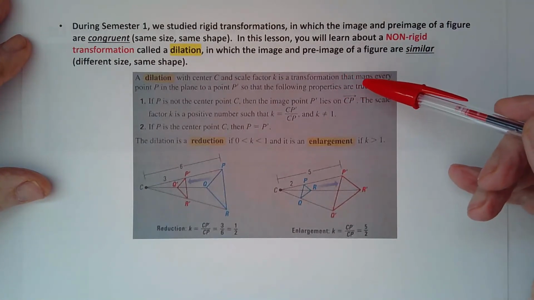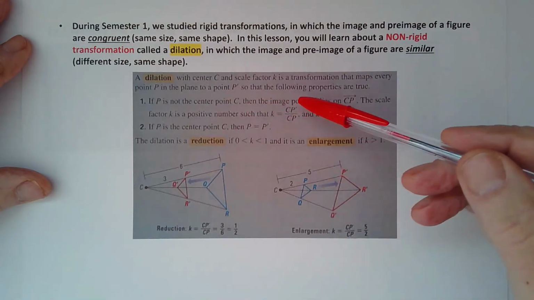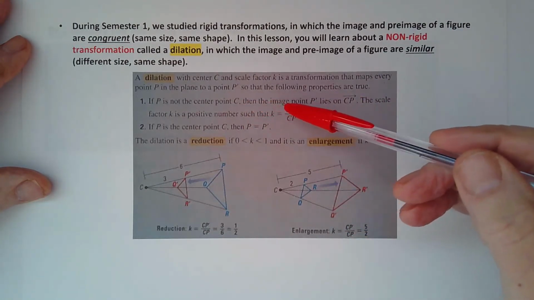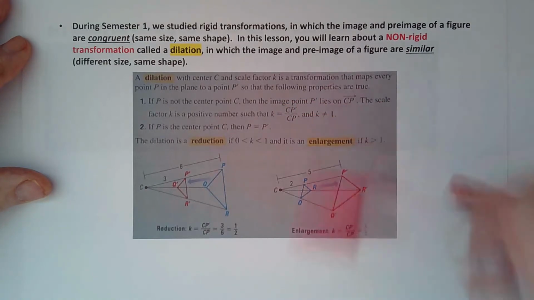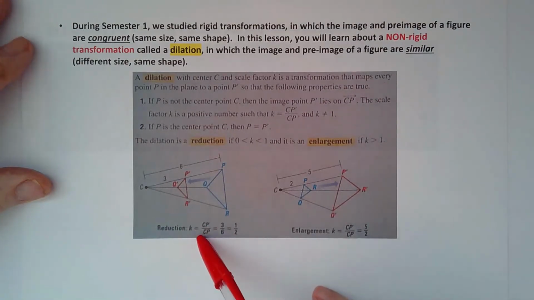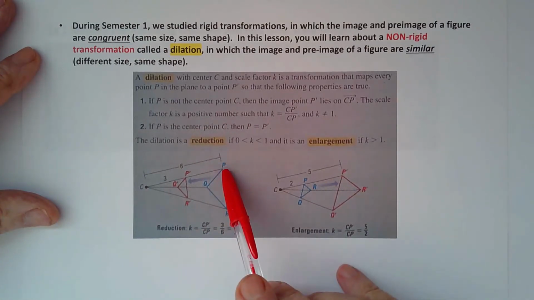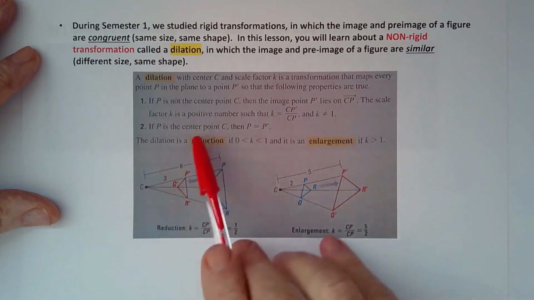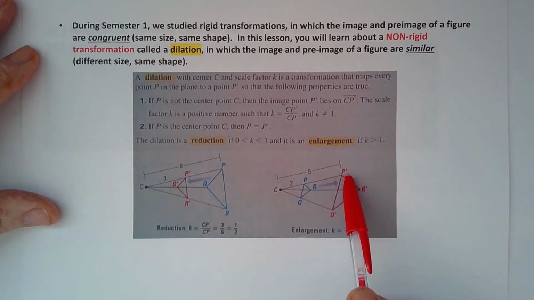So that the following properties are true. If P is not the center point C, then the image of P lies on CP. The scale factor K is the positive number such that K equals CP prime over CP, and K does not equal 1. Okay, so that's what we're looking at here. P is not the center, so let's find P. P is over here. It's not the center of C. Now, if P is the center of C, that's where it's in here. Here's C, here's P, and we're going out to P prime.